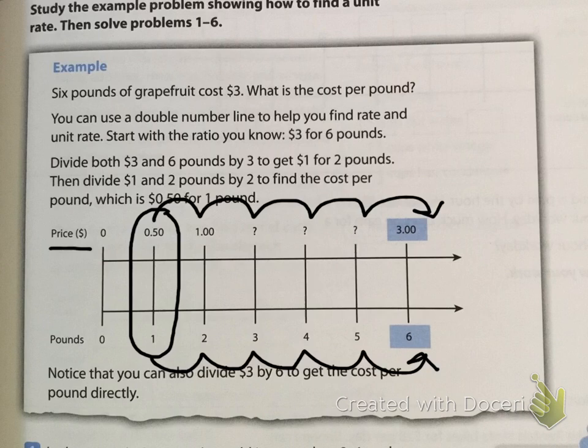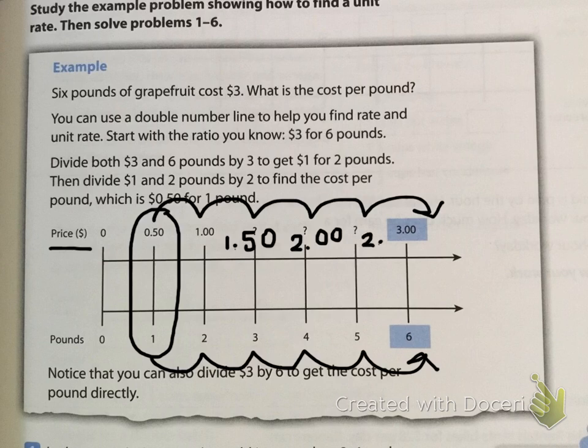So if we take a look, we know that this one has to be $1.50. That decimal in there. This one would have to be $2. And this one, $2.50.